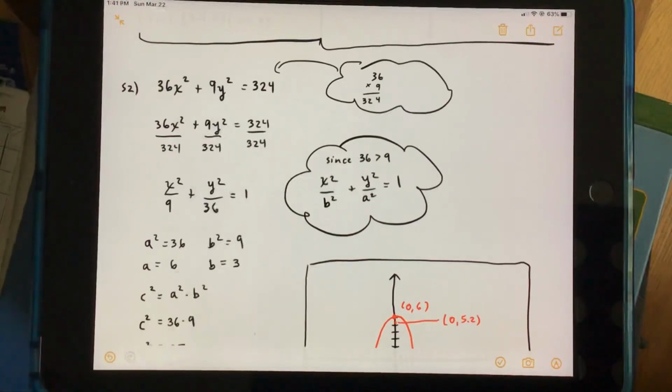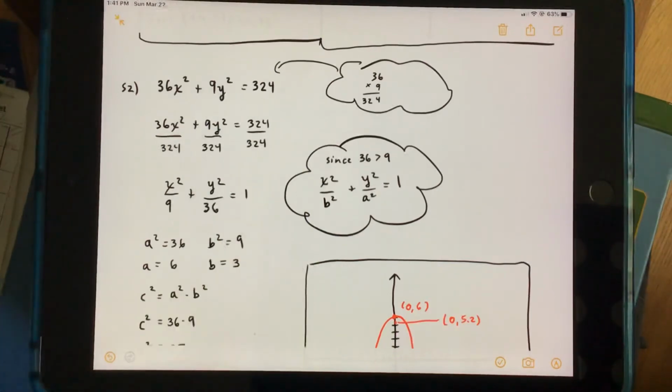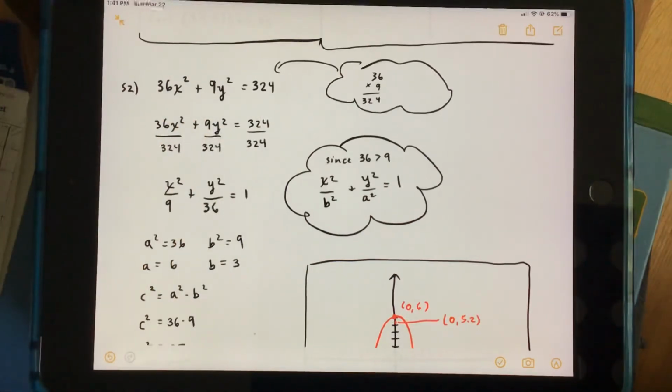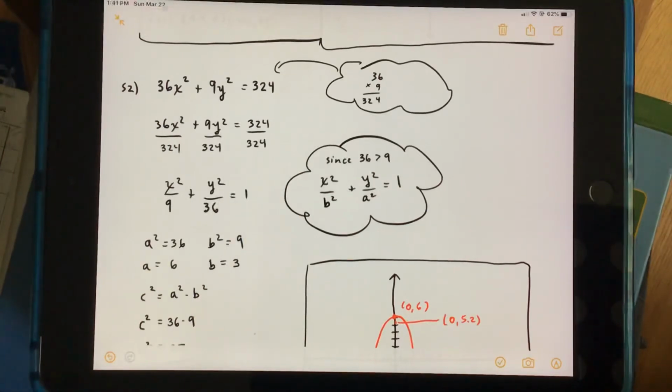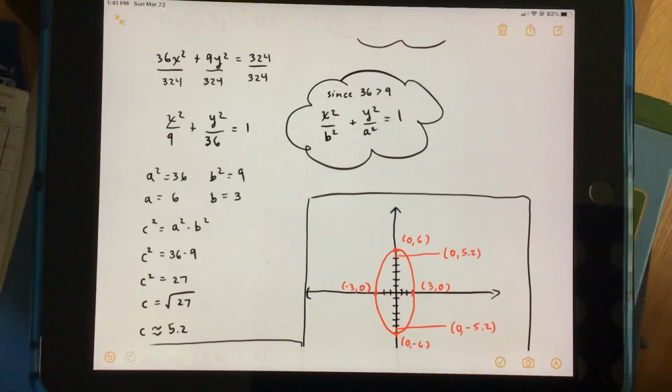So we need to go ahead and divide the entire equation by 324 so that we have 1, because our standard form of our ellipses will be equal to 1. And conveniently, of course, 36 and 9 do happen to go evenly into 324. So when we divide the entire equation by 324, we do arrive at the standard form of the ellipse equation, x squared over 9 plus y squared over 36 is equal to 1.